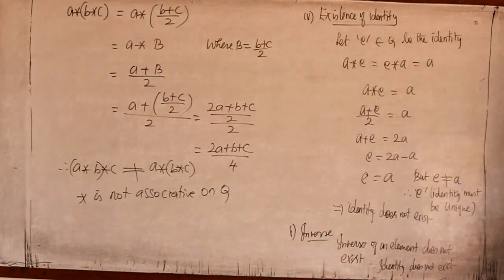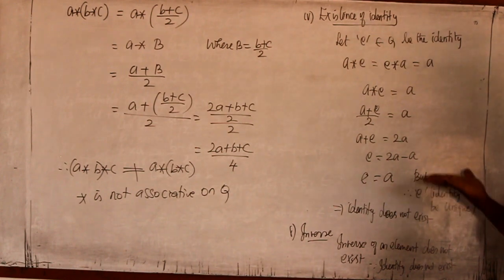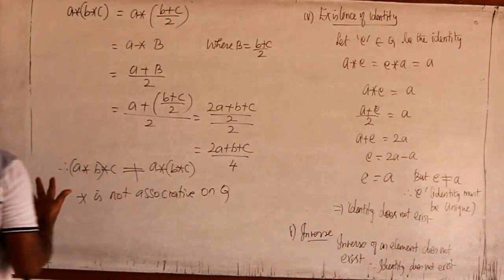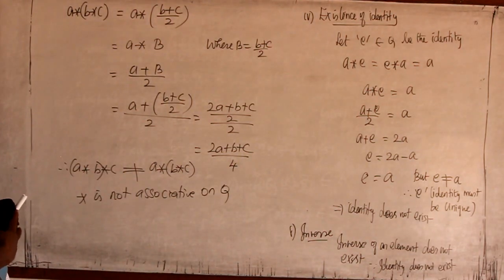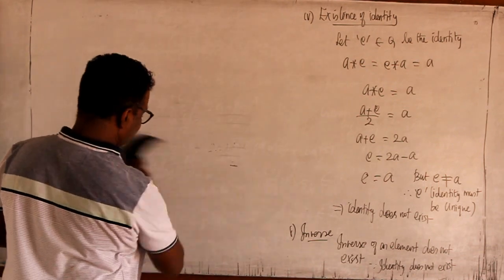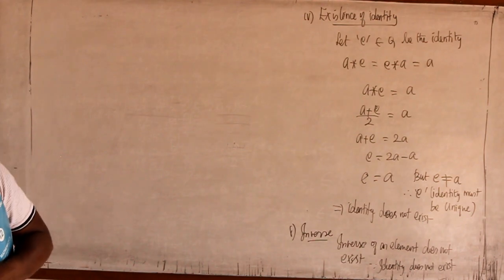So it is not necessary that all the binary operations obey all the properties. There may be some which are like this, they won't exist. There are exceptions. So with that, this problem is over. Now, we shall go for the next problem.